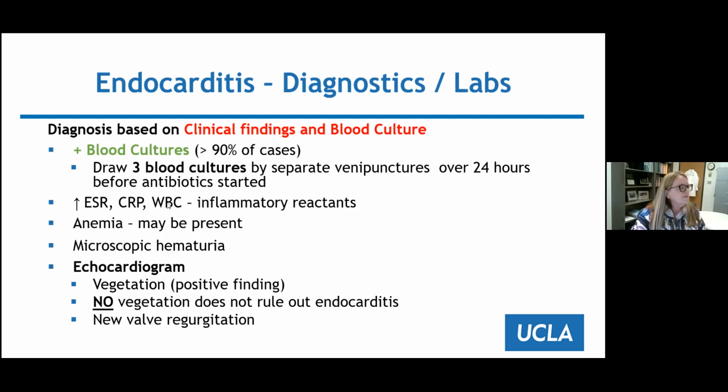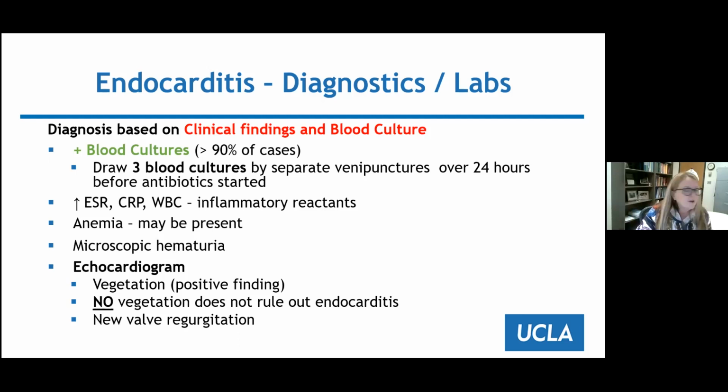But you'll see our inflammatory reactants will be elevated. Our erythrocyte sedimentation rate, or ESR, our C-reactive protein, and our white blood cell count can all be elevated, and that's a non-specific finding. Anemia may be present if they've had this for a while, or other chronic illnesses. Microscopic hematuria in their urine from the septic emboli to their kidneys.